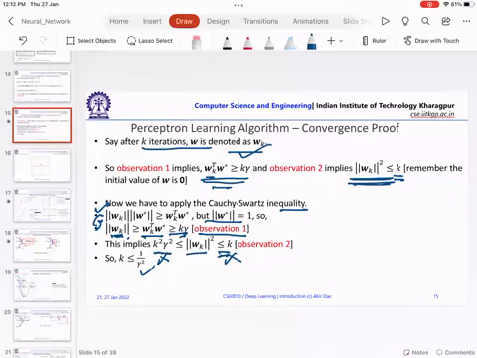So k will be at max this. And when will k stop? When every example is correctly classified. So at max, this much value of k is there.